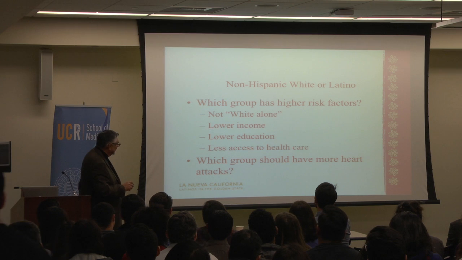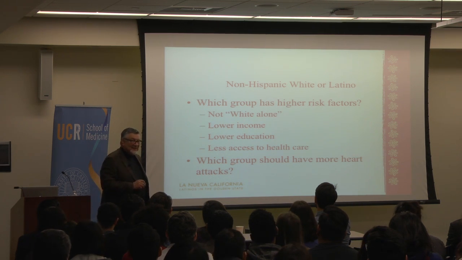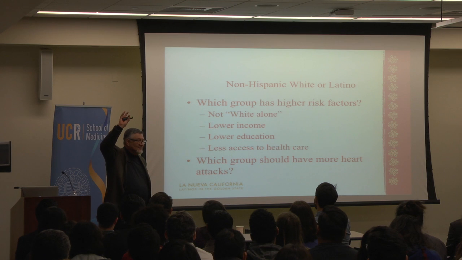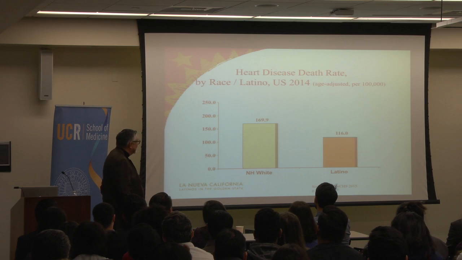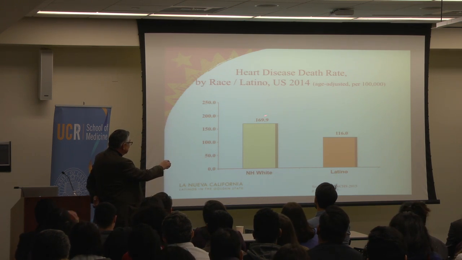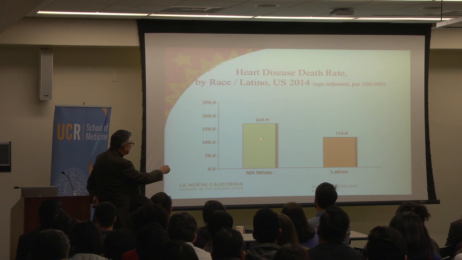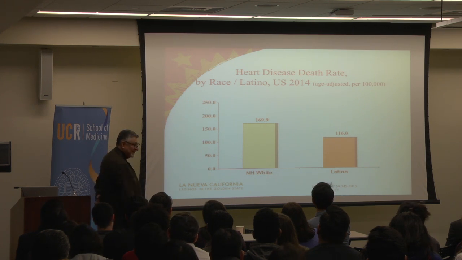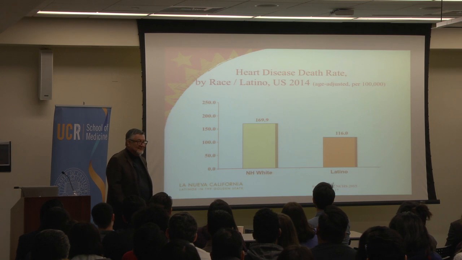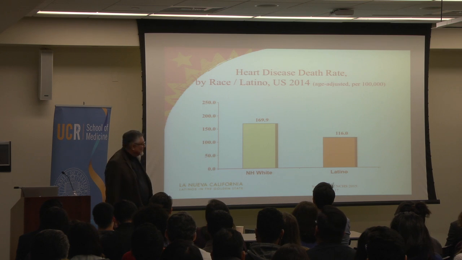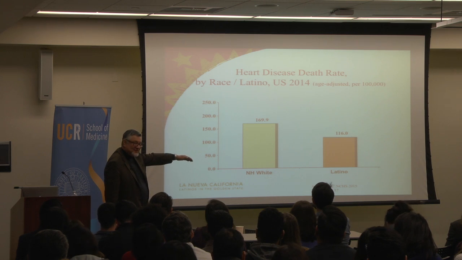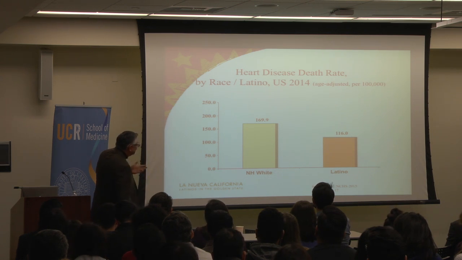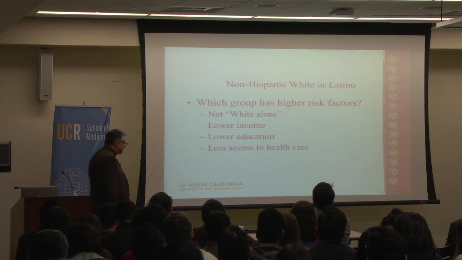Okay, which group should have more heart attacks? How many think, according to the model, it should be Latino? Just raise your hand if you read the model. It should be, right? And here are the data. Non-Hispanic white is 169.9 deaths per 100,000, age-adjusted. Latino is 30% lower. Nationally, 55 million people. Whoa. What happened to the model? Isn't it supposed to be about 200? It's lower, 30% lower. Okay, let's go to the number two cause of death, cancer.